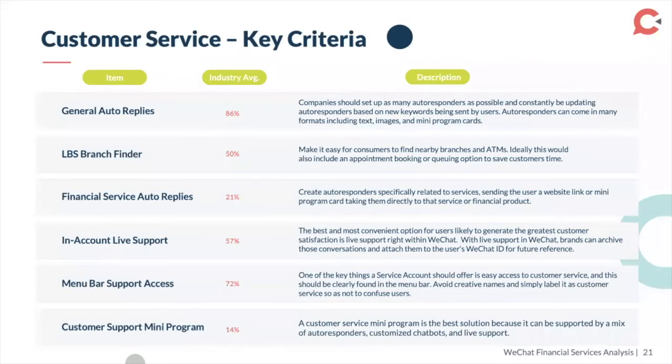21% set up financial service auto replies. This is very crucial for financial companies if you want to promote your services and products. 57% have live agency. This will require actual man-hours, but most likely your firm should already have a customer support team, and all you need is to train them how to use the live agency function in WeChat. So if you set up keyword responses sufficiently, it will help to decrease the demand for the live agency.